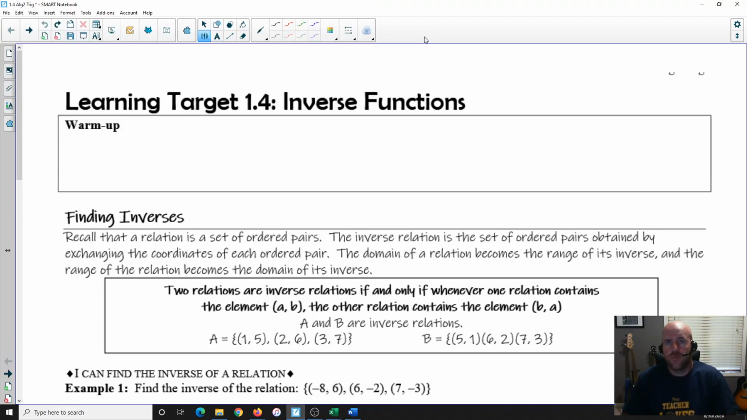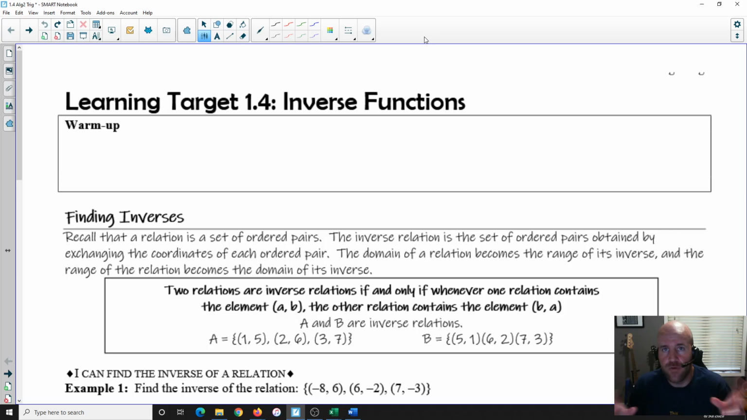Alright, welcome to the lesson on inverse functions. First thing we need to know is what an inverse is. So it's simply taking an equation and solving it for the other variable and then flipping the variable. So we have inverse functions.